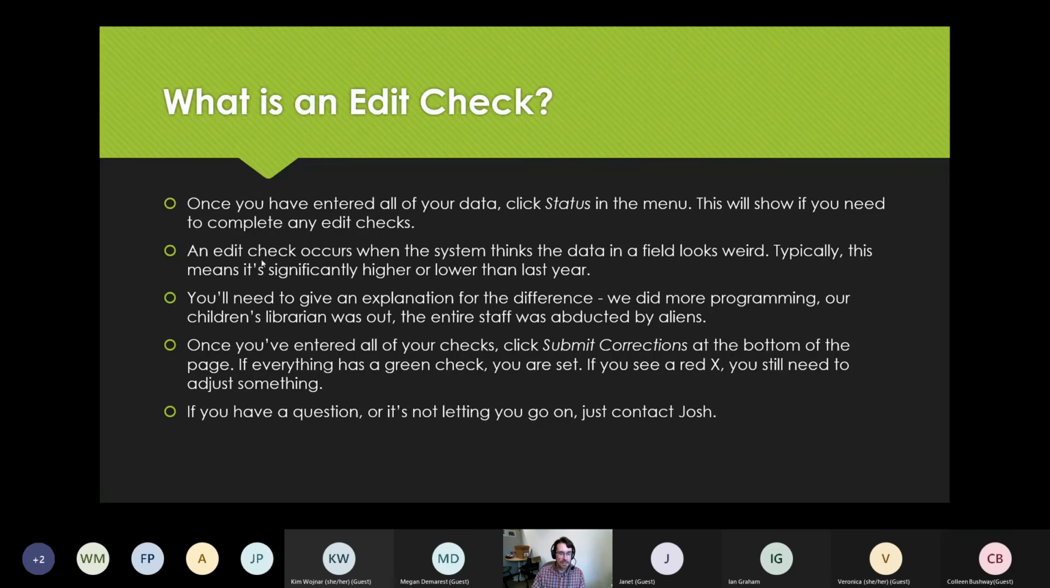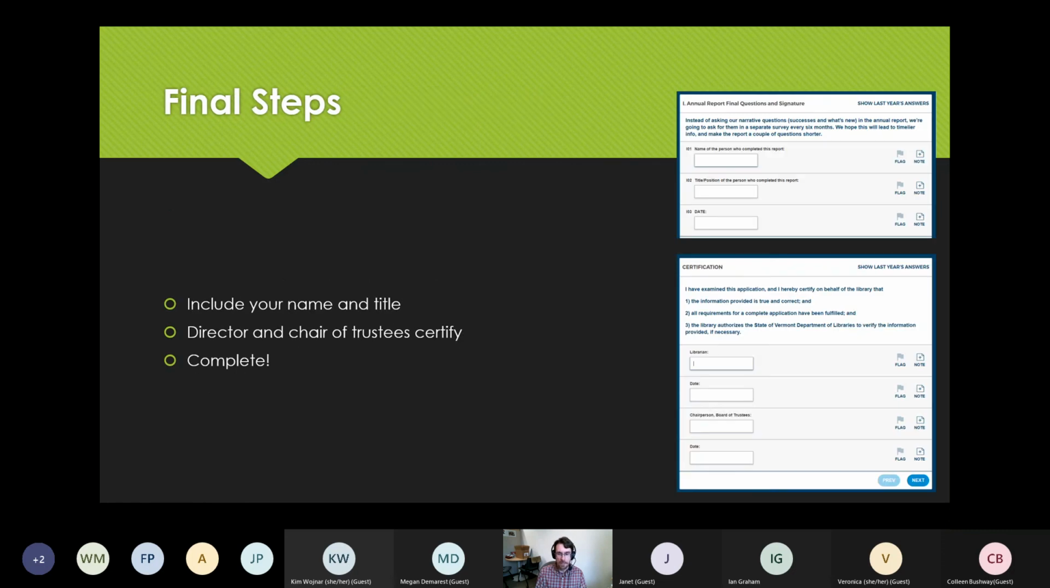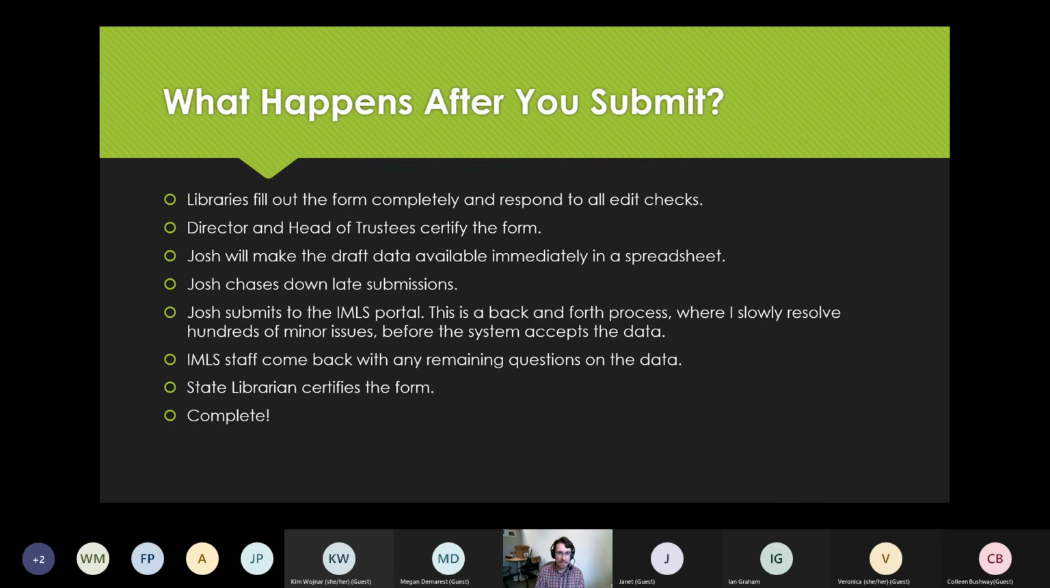Okay. So edit checks. I just talked about edit checks. Again, if you ever have questions about them, please get in touch, because in many cases there's nothing wrong. And even if there is something, it's just something weird. So in many cases it's sort of a false positive, and we just need to put text in there to tell the system that. But if you have questions, let me know. Final steps, we sort of talked about that, putting your name, certifying it.